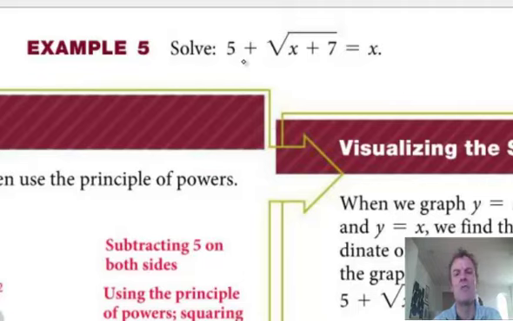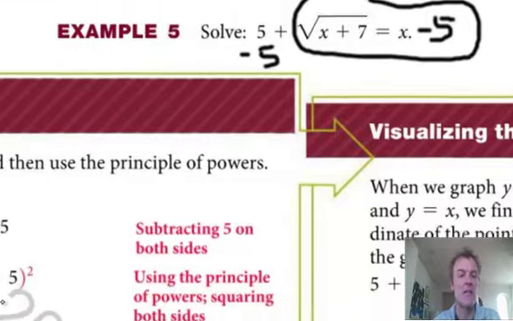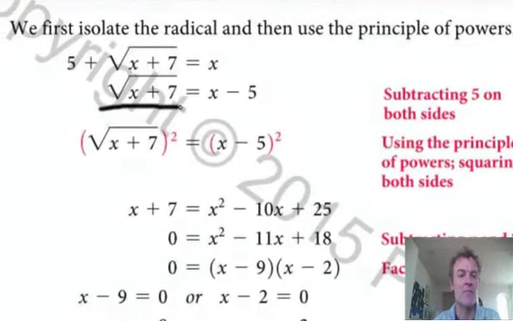Right, here we go. Again, what you need to do is isolate the radical. So what we're going to do here is take away 5 from both sides, and then this is what we are going to try and solve. Here's what they've done. Now again, just like the previous one, square both sides.